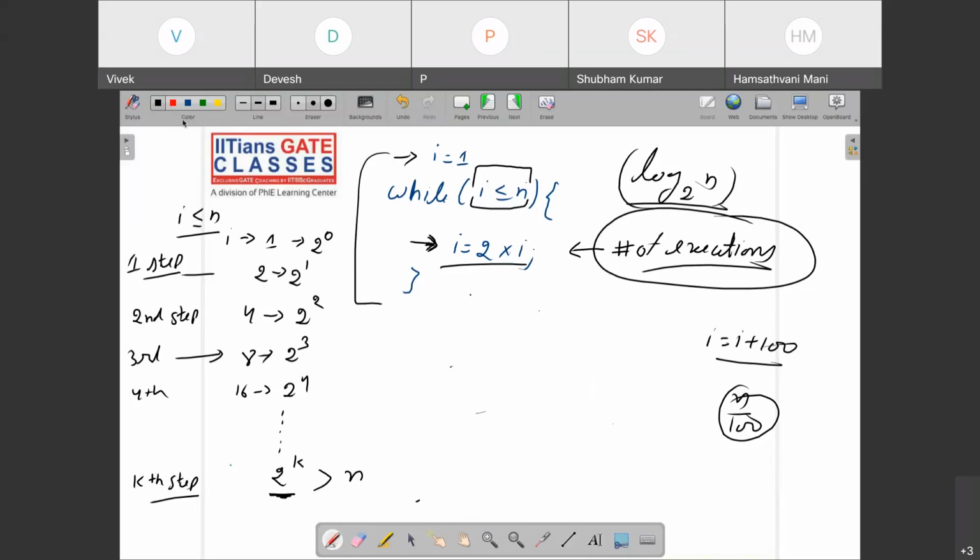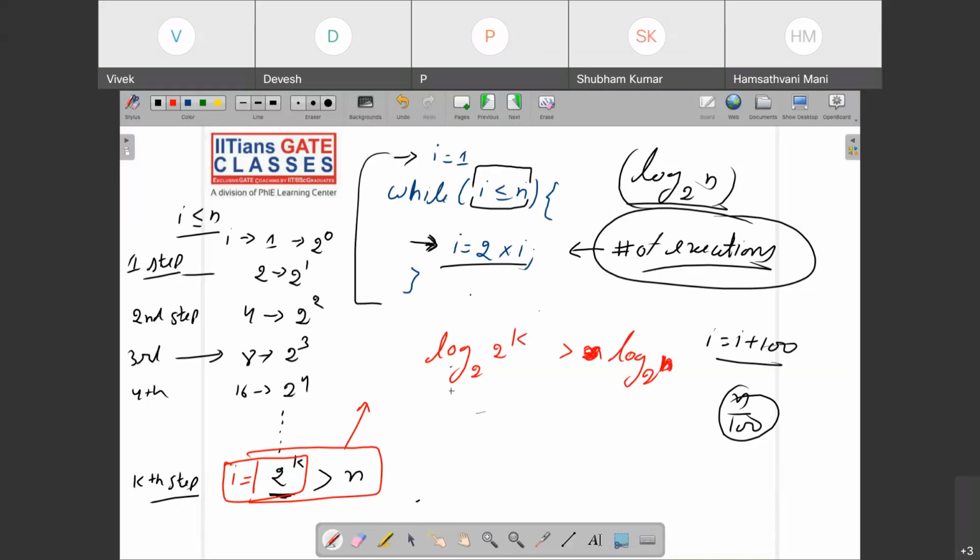Yes. So once we take log to base 2 on both sides, we are saying that our loop will break where the value of I becomes 2 raised to power k. The loop will break where it's exactly greater than n. Now, 2 raised to power k is greater than n. We take log base 2 on both sides.